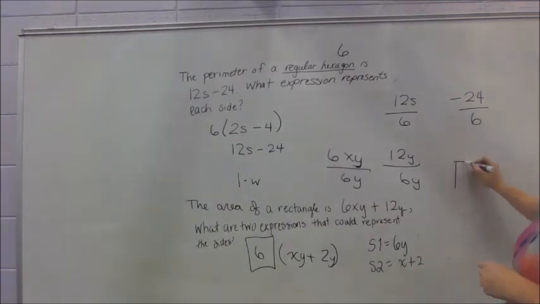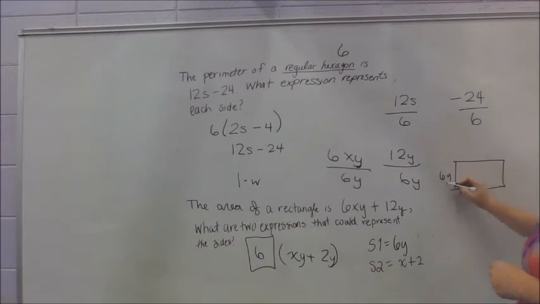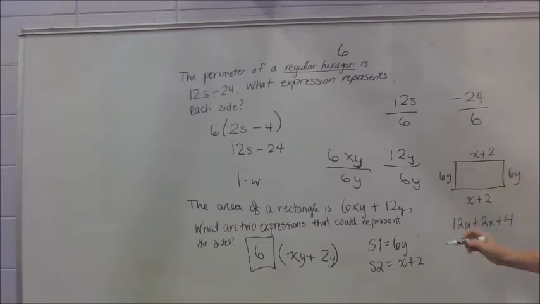So if I'm going to draw this out using my answers, I could say this is 6y, and then this is x plus 2. And then again, this is 6y, and this is x plus 2. So then you can find the perimeter of this rectangle is 12y plus 2x plus 4. I'm just collecting the like terms to find the perimeter. So perimeter equals that in this case.